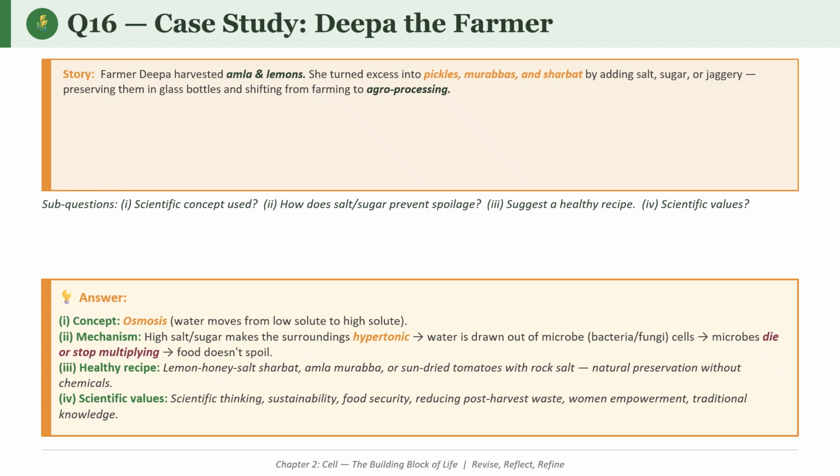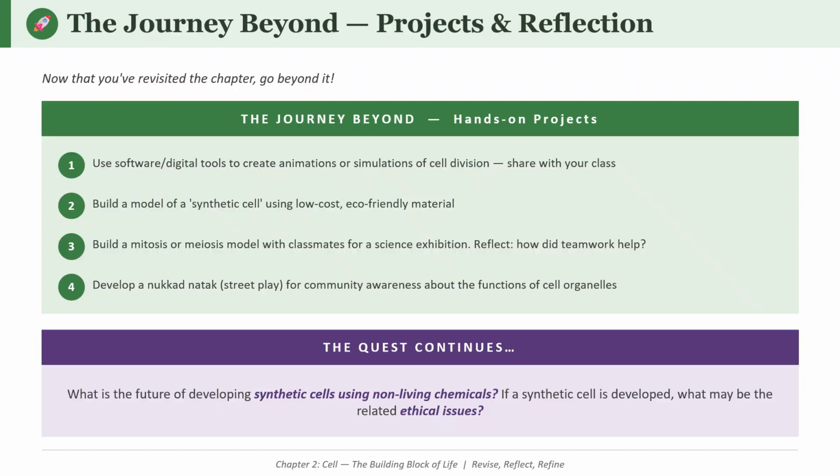Then for a healthy recipe, we can give lemon honey salt sharbat, or amla murabba, or sun dried tomatoes with rock salt. These are things we used to have, and now children have papad. So many things we have, and they are natural preservation without chemicals. Scientific values, what can we give? We can give scientific thinking, sustainability, which is a main thing, food security, reducing post-harvest waste, woman empowerment, and traditional knowledge. These are some scientific values.